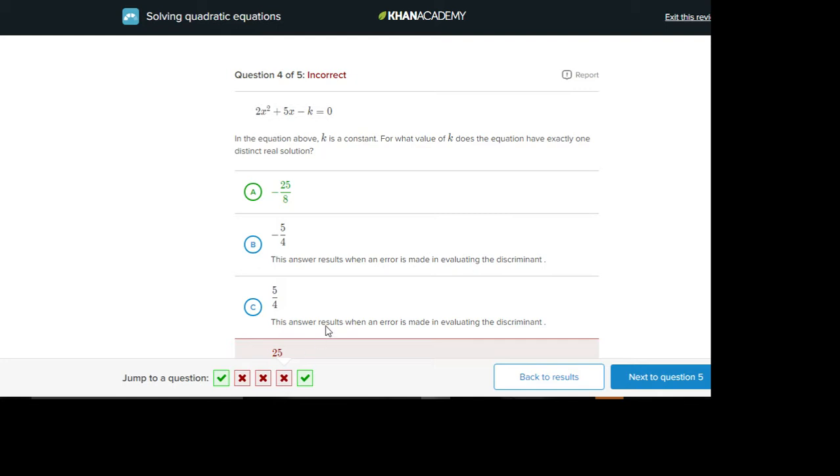Oh, I guess I already did it. In the equation, k is a constant. For what value of k does the equation have exactly one real distinct solution? Okay, so when they're asking you that, they're asking you to complete the square. Because if it has one distinct real solution, that means that they want it to be a perfect square. So this is how you figure out what the perfect square is.